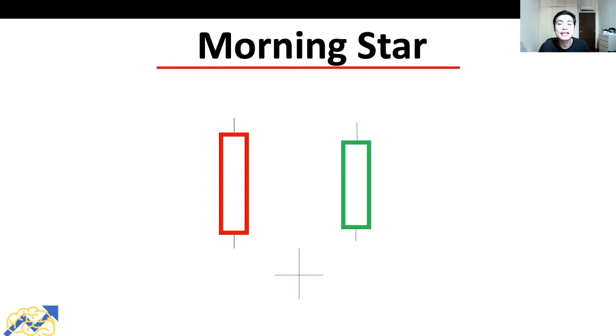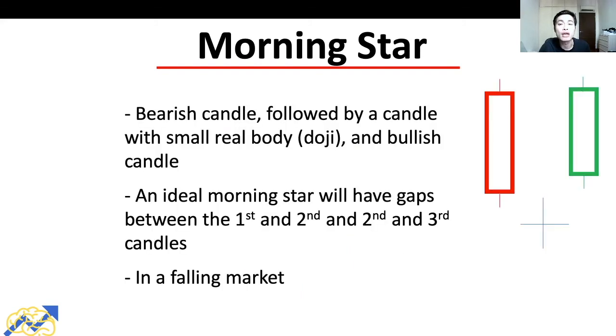The next candlestick pattern is a 3 candlestick pattern, and we call this pattern the morning star. For the morning star pattern, the first candlestick is a bearish candlestick, followed by a doji candlestick, and lastly a bullish candlestick. And there must be a gap between the bodies of the bearish candlestick and the doji candlestick, and also a gap between the body of the bullish candlestick and the doji candlestick. These are the things that we want to look out for in a morning star pattern.